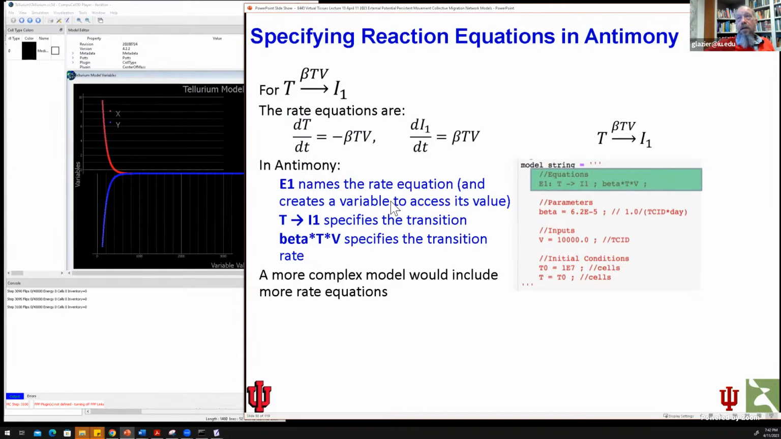Just repeating that: T goes to I1. I type this as T -> I1; beta times T times V. That generates the two ODEs. A more complex model would have many arrow diagrams. Each one turns into one line in Antimony. E1 is the name of the reaction and also the value of the rate. T goes to I1 is what transition is occurring. Beta times T times V is the transition rate. That's all there is to it.